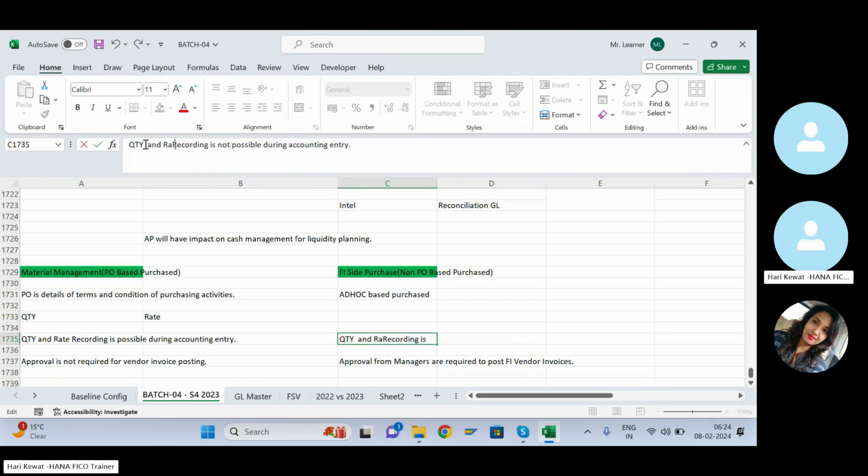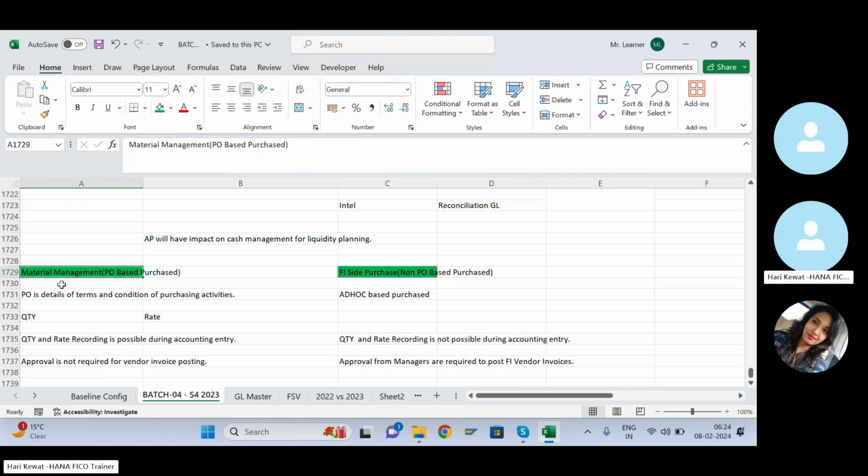If you have a requirement where you also want to record in SAP how many quantities you are purchasing, so that tomorrow you can check how many quantities are available for this material, and at what rate you have purchased it, if you want all this detail stored in SAP, then you have to purchase from the material management side, or do a PO based purchase.